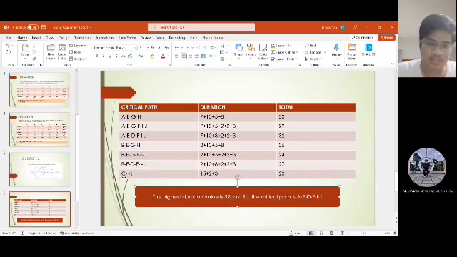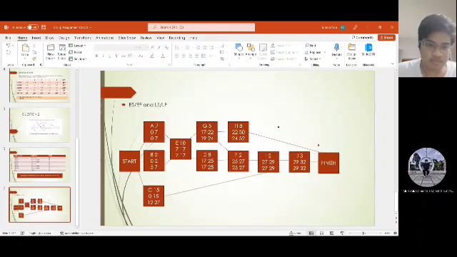And lastly, CIJ, 15 plus 2 plus 3. So on the table, we need to find the highest duration value. If you can see here, AEDFIJ's total value is 32. So we conclude that the highest duration value is 32 days. So the critical path is AEDFIJ. So the next question is for early start, early finish, and late start and late finish.